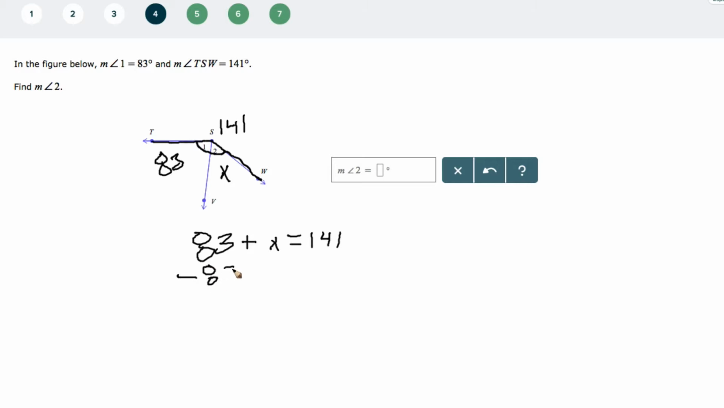So minus 83, and I get x equals 141 minus 83. I'm going to do that on the calculator really quick, and that's 58. And that's all you have to do with a problem like this, is just find out what each of the angles are and how they add up to get the total. Or if you know both of these, you add them together to find the missing major angle. It's best to sketch this out and do it on scratch paper.